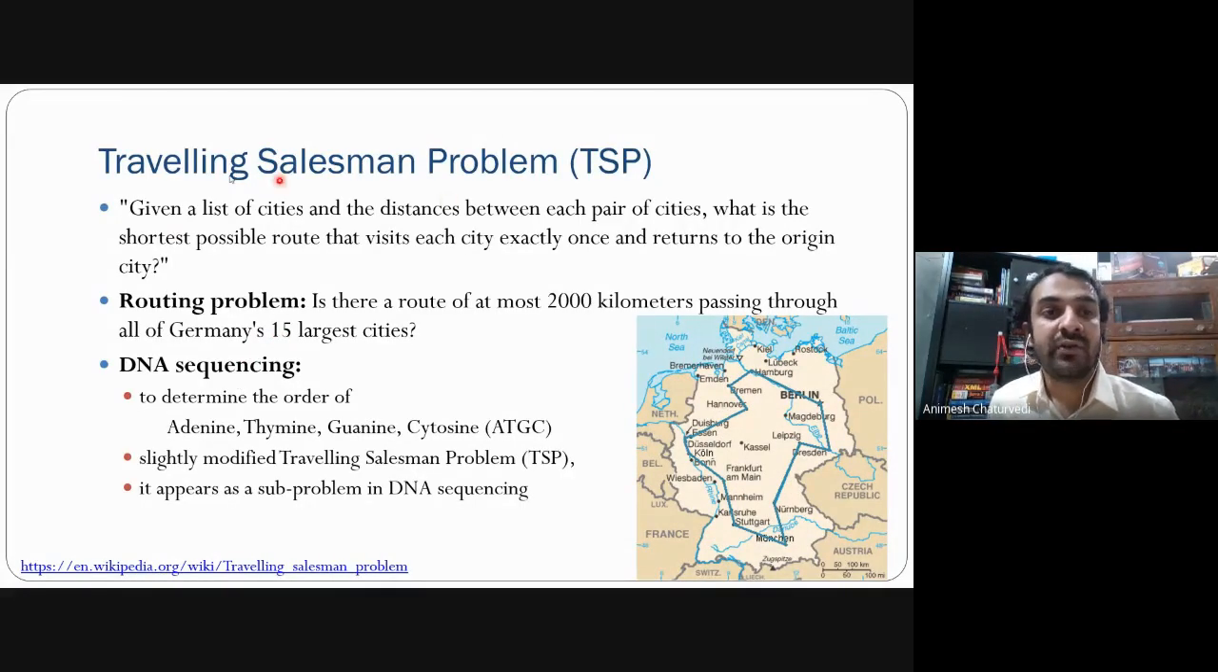The application of the traveling salesman problem is in DNA sequencing, to determine the order of ATGC: adenine, thymine, guanine, cytosine. A slightly modified traveling salesman problem could be used in many applications like DNA sequencing. Then it appears as a sub-problem of DNA sequencing, and thus DNA sequencing becomes an even much harder problem to solve.